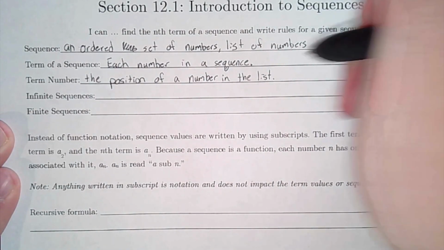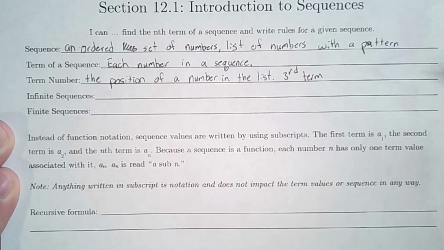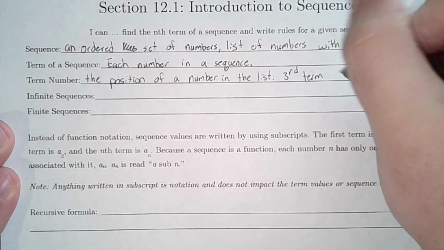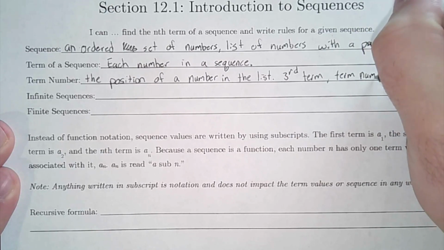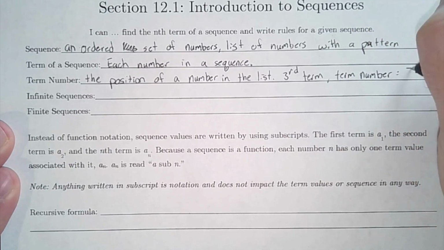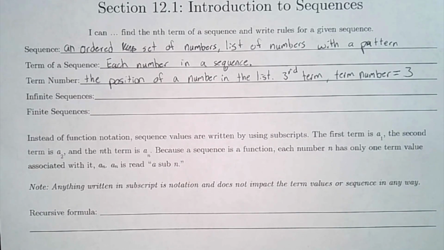If I talk about the third term, I have a list that has a bunch of numbers, but the third number in the list is the third term. That third term, the term number, is simply 3. So it's the position that it's in. I have the first term, the term number is 1. Second term, the term number is 2. Third term, the term number is 3, and so on.